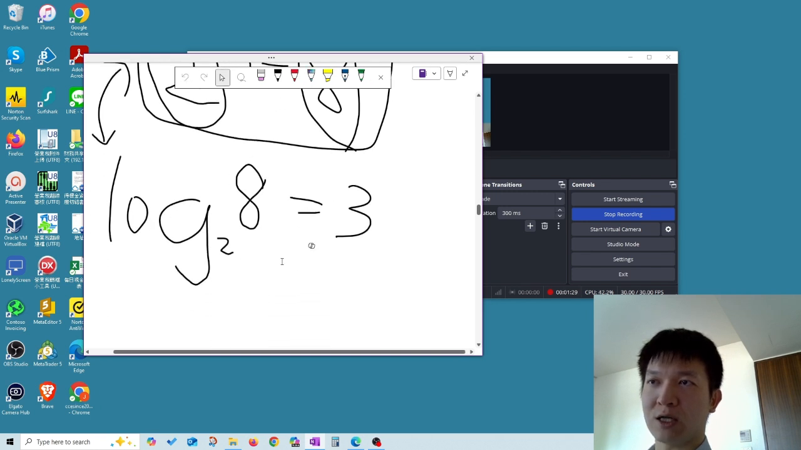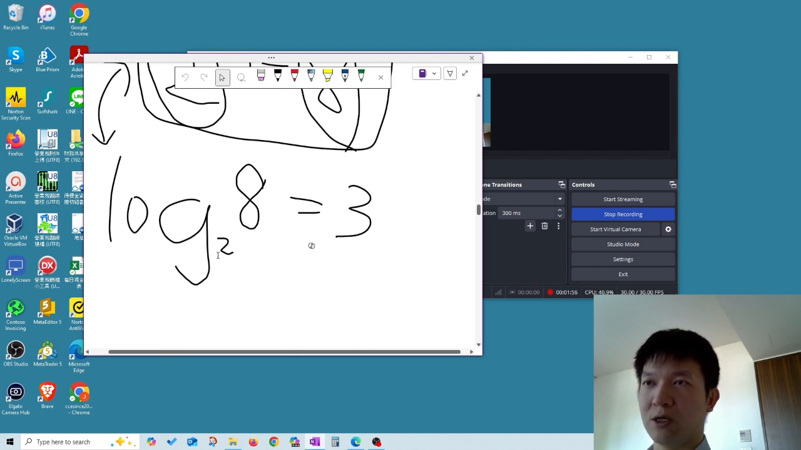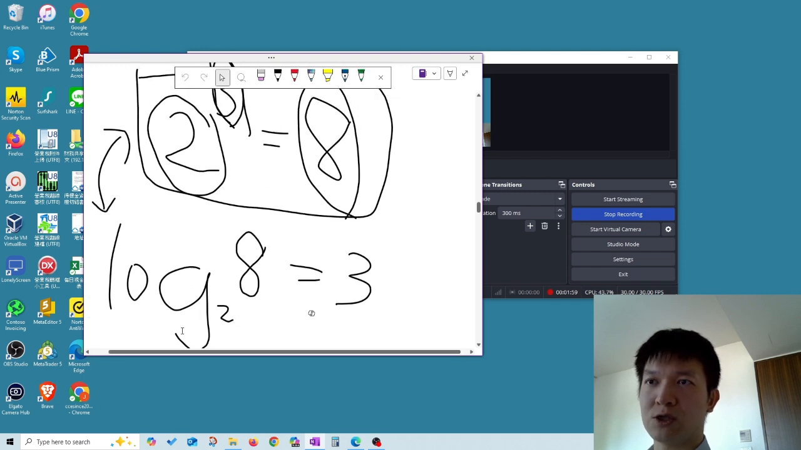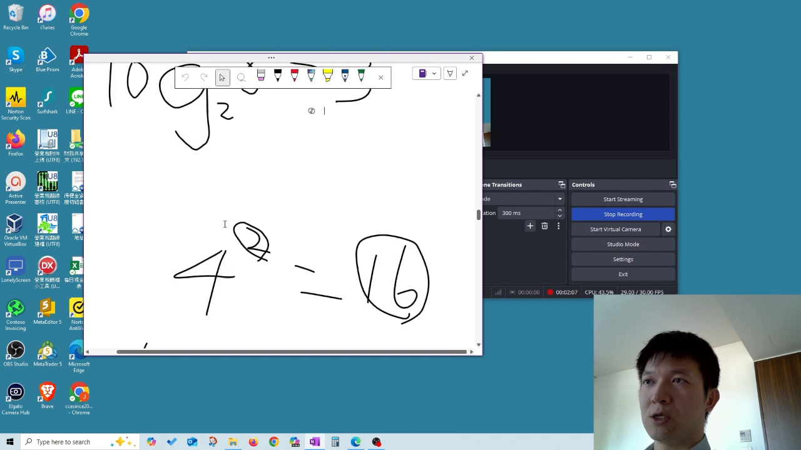2 to the power 3 equals 8 is exactly saying, inversely related, log base 2 of 8 equals 3. So we're trying to get to 3, and we switch 3 with 8. You can see 8 becomes our x, and our base is basically like a coefficient, you can think of it as a coefficient.